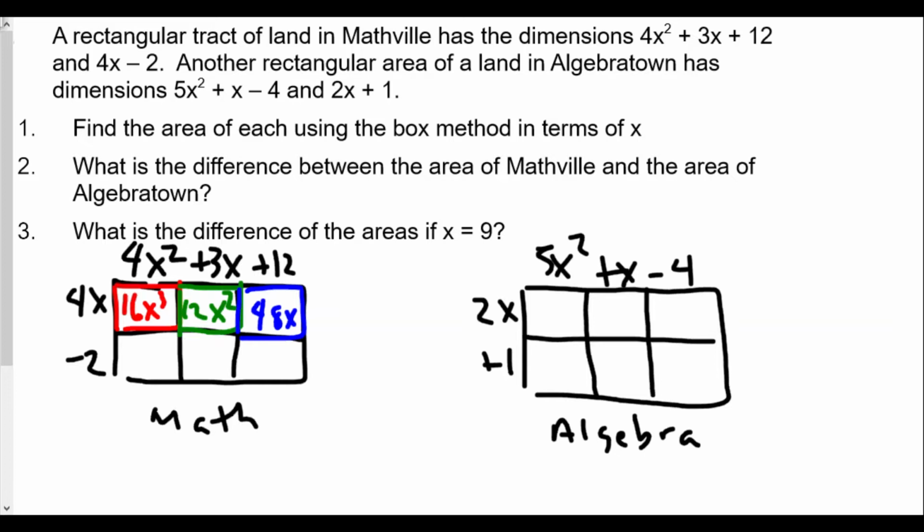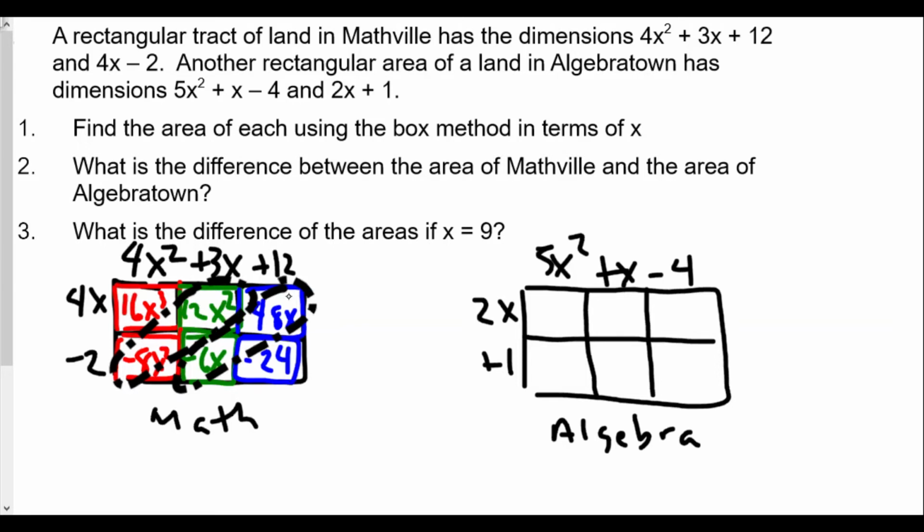Now for the bottom row, we'll take negative 2 times 4x squared, which is negative 8x squared. Then negative 2 times the 3x gives negative 6x. And finally, negative 2 times 12 gives us negative 24. Now, I like the box method mainly because the like terms are usually, but not always, diagonal to each other.